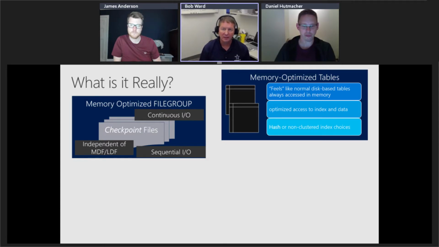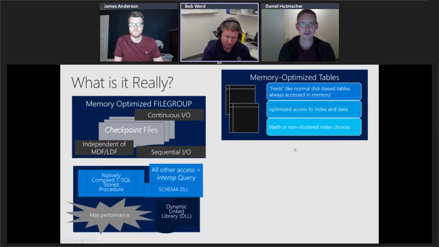And when you do that, we're going to kick in this optimized access to index and data and then have a totally internal different structure. And you're going to have a choice to use a non-clustered index. Every memory optimized table must have at least one index, but you're going to have a new choice called a hash index. We're going to talk a little bit about what that looks like. So that's two components, right? A file group and these tables, and those are your optimized access to your data in memory.